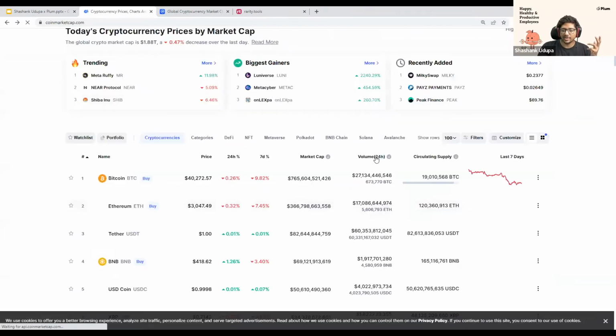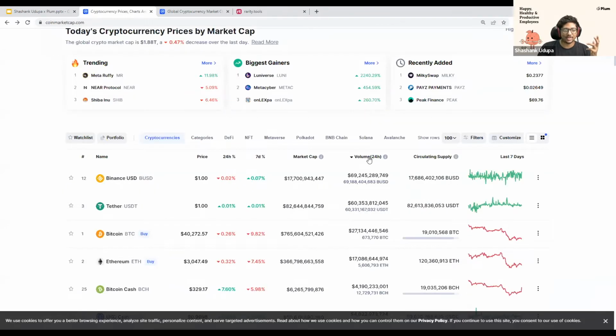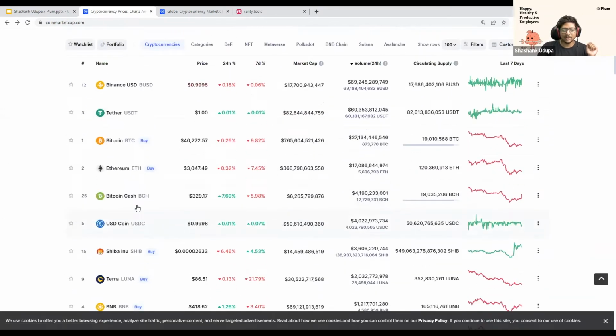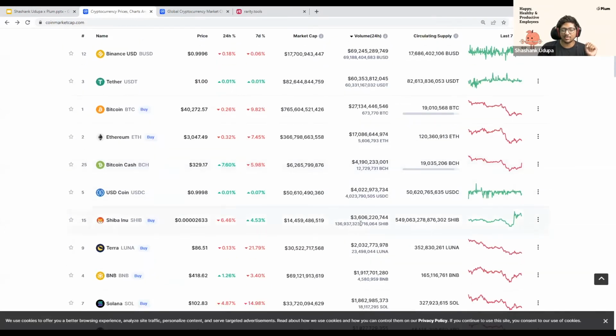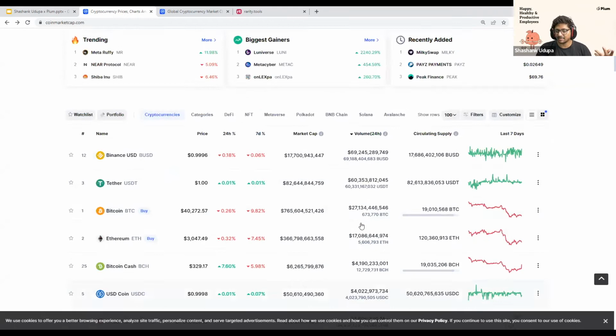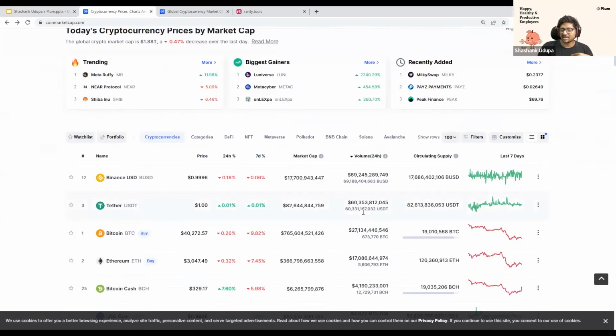Now, if I go here and check the volume with respect to the highest volume, the USDTs are different. But after that, Bitcoin is again the highest, $27 billion. Second is Ethereum. Third, currently, in the last 24 hours, is Bitcoin Cash. That means something is happening in Bitcoin Cash right now. And then there is Shiba Inu because of the meme trend that's happening. It's trending a lot. So now you understand where the money is flowing right now.